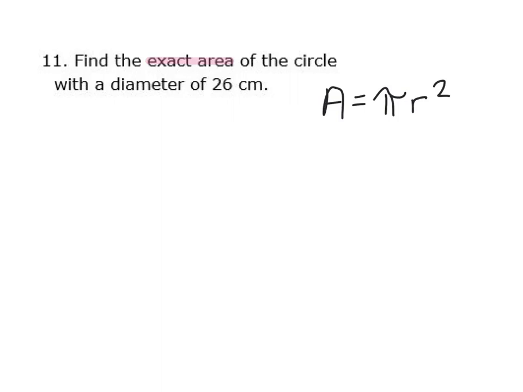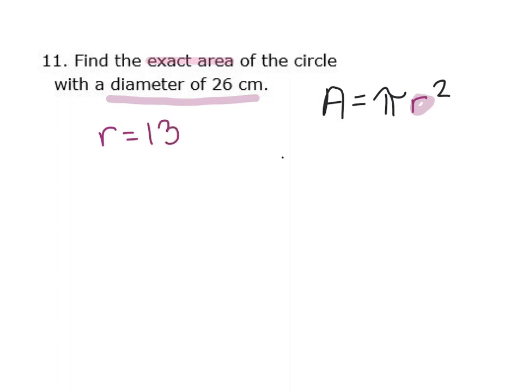Question 11, we're asked to find the exact area of a circle given the diameter. Exact area is one of the concepts that a lot of you guys have been struggling with. Exact area basically means leave pi in your answer. We do have a diameter of 26, and the formula calls for radius, which means the radius is going to be half of the diameter, 13.